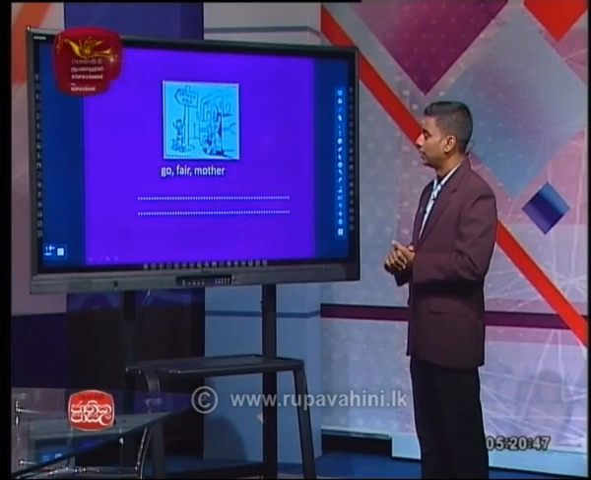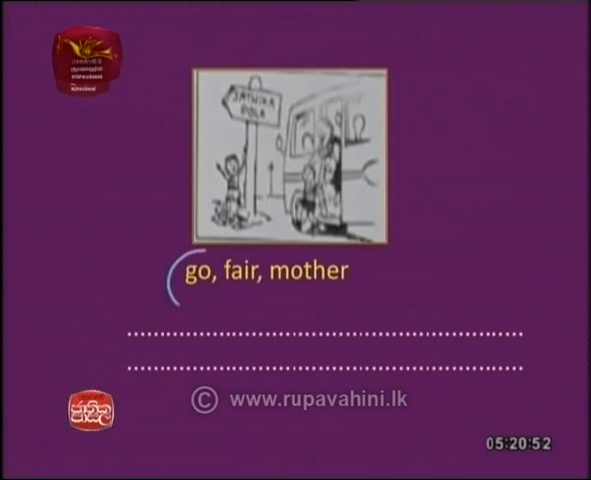Right. Go, fair, mother. Make the verb go into its past form. Go, where, to the fair, who went, mother, or with mother. Salia, what Salia did. So she must have gone with her mother. Right. Let's see.